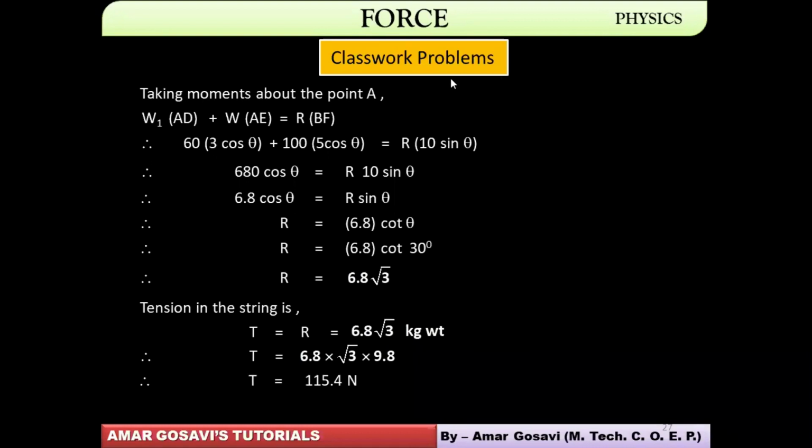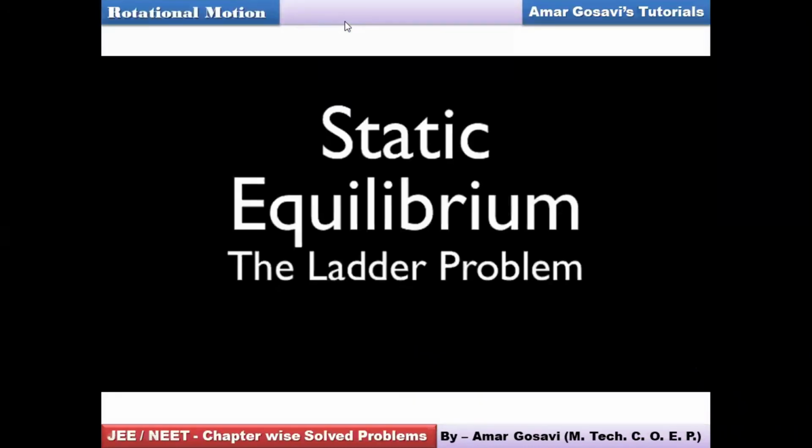So let's talk about another type of problem on the concept of ladder, friends. Again, we would be using the same conditions of equilibrium. Yeah, just a minute, friends. We would be using the same conditions of equilibrium for another type of ladder problem.